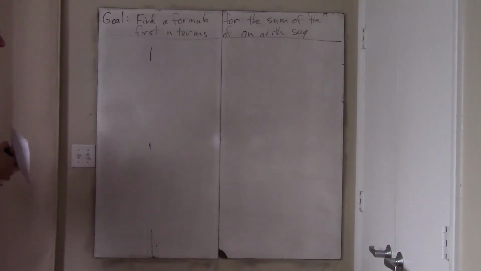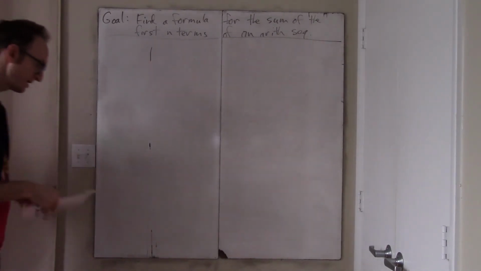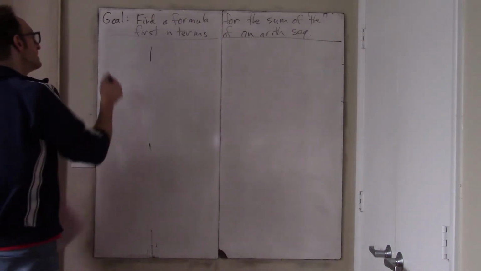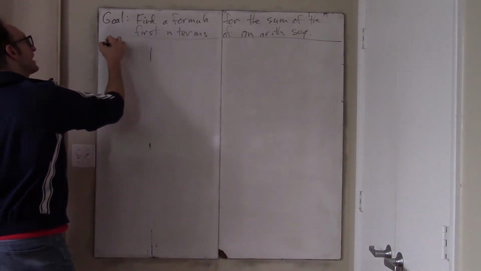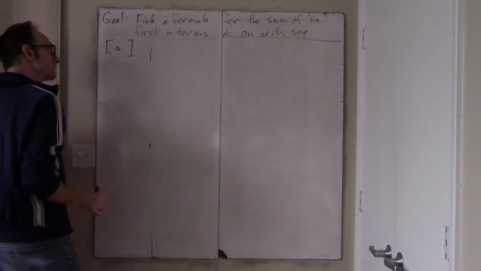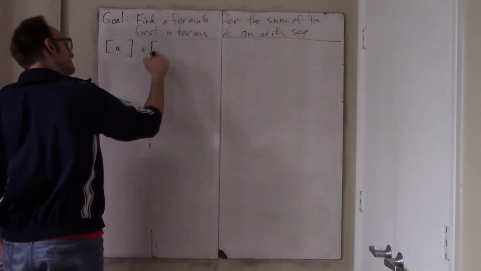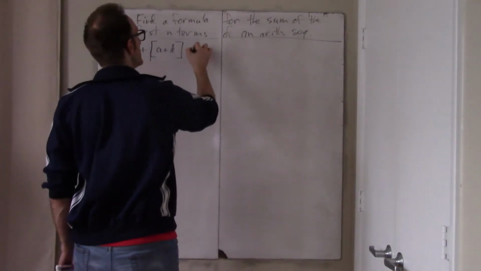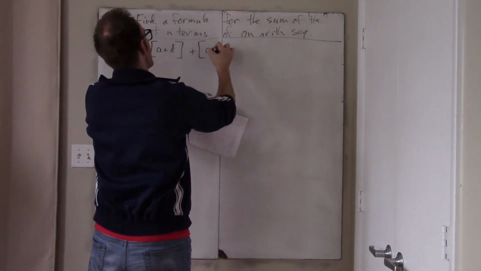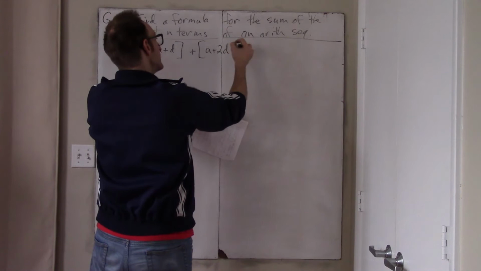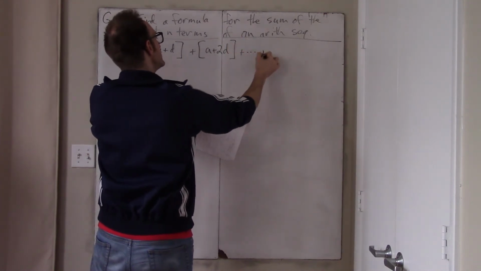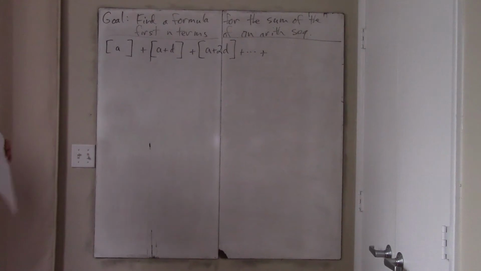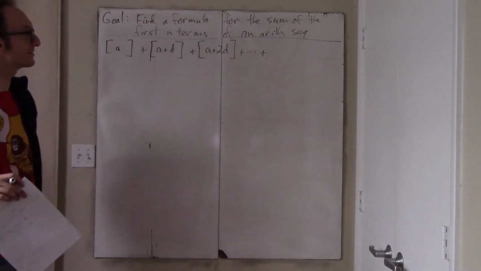Well, suppose I take a generic arithmetic sequence, which, as we've said, has first term a and common difference d. Then ultimately what I'm asking is, you have this term a, and then what's the next term? Well, the next term is going to be a plus d. And what's the next term? Well, a plus 2d, and I'm going to do this for a while. How long? Well, I want to keep adding terms until I get to the nth term, because I want to find a formula for the sum of the first n terms of an arithmetic sequence.